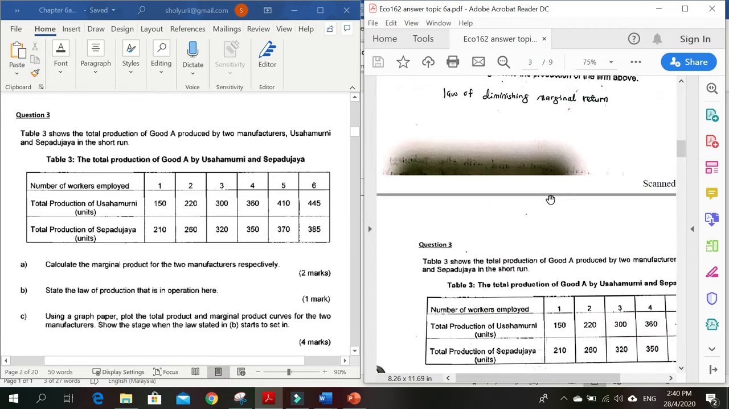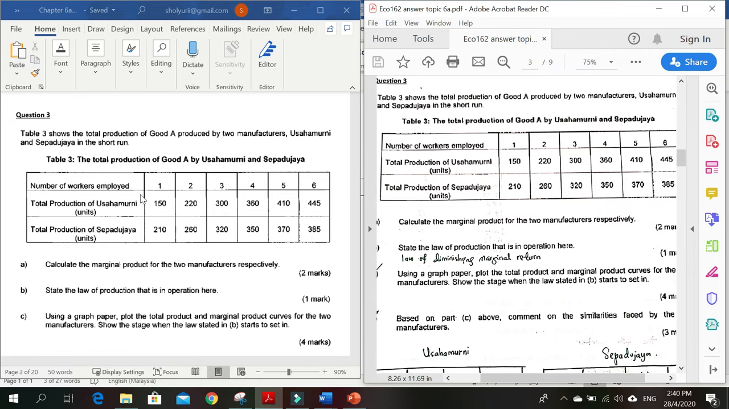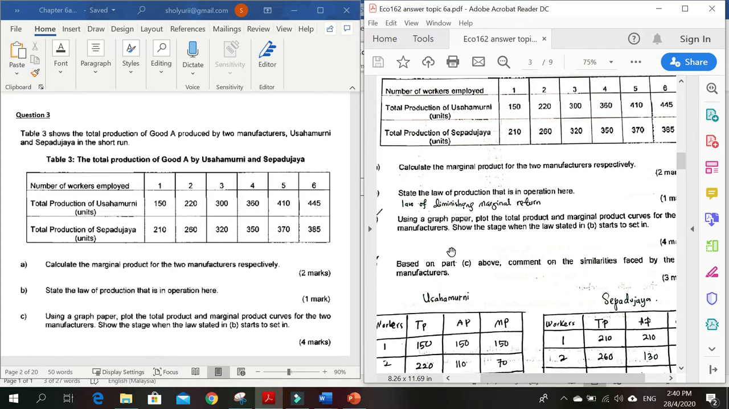So for question 3 ni, dia berbeza sikit sebab dia ada dua total product. Meaning that dua company kat sini. So untuk usaha murni you kena cari average product dan marginal product dia. Untuk sepadu jaya pun you kena cari average product dia dan marginal product dia. You do it first and then I'll give you the answer. Tak boleh lah terus-terus saya bagi kan. You kena learn how to calculate first. Jangan rujuk dan baca sahaja.